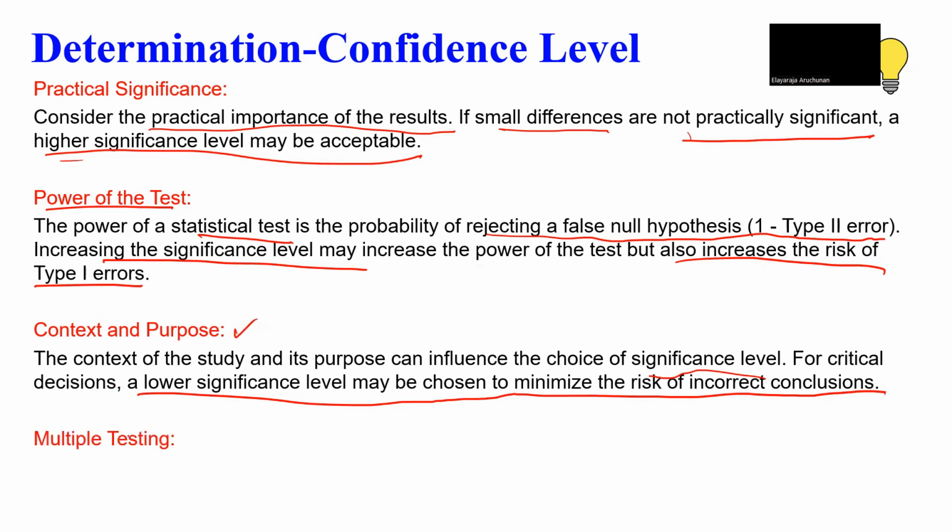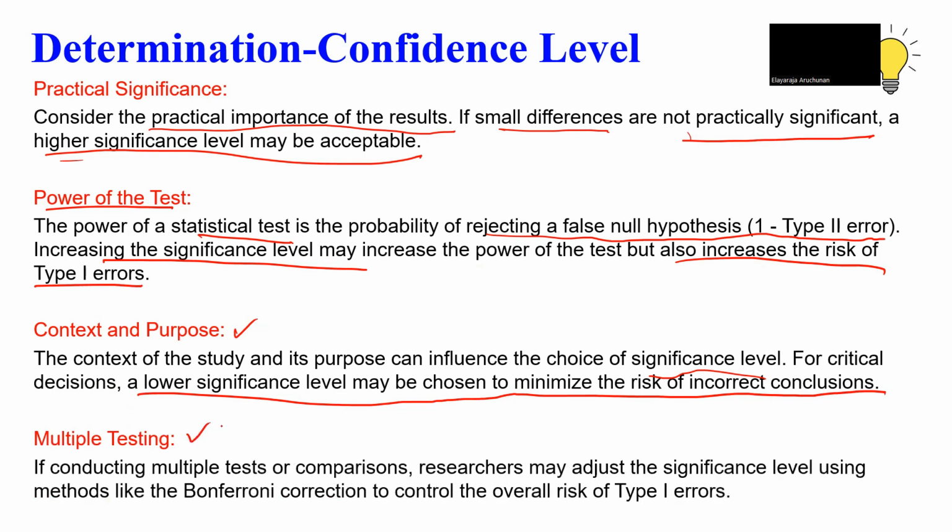The last one is multiple testing. If you're conducting multiple tests or comparisons, researchers may adjust the significance level using a method like Bonferroni correction in order to control the overall risk of type 1 error. Okay, so basically, these are the ways of determining the confidence level in order to test the hypothesis.